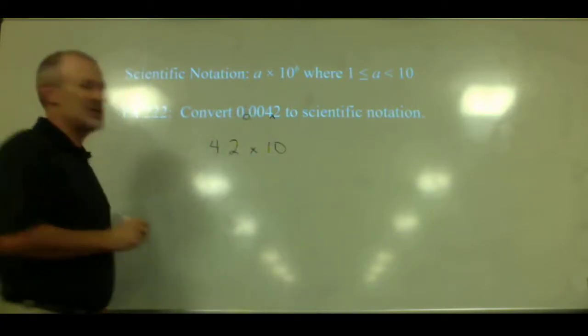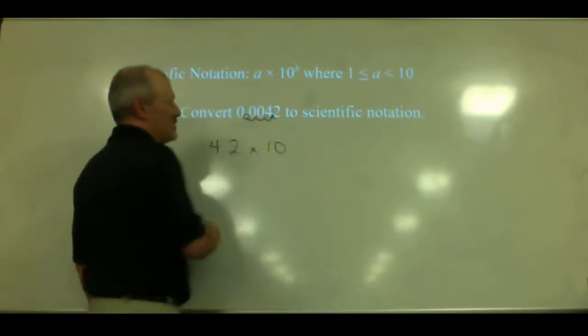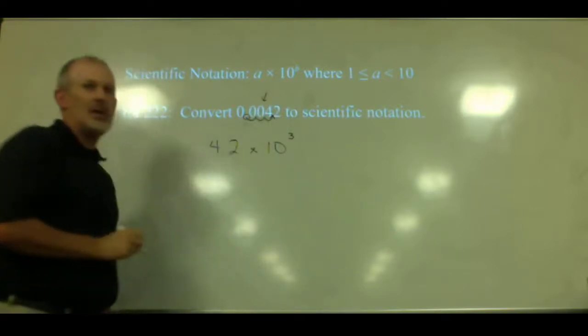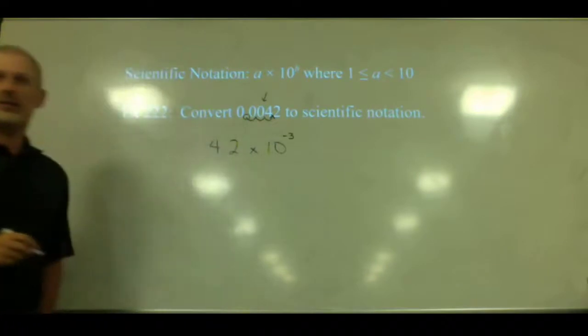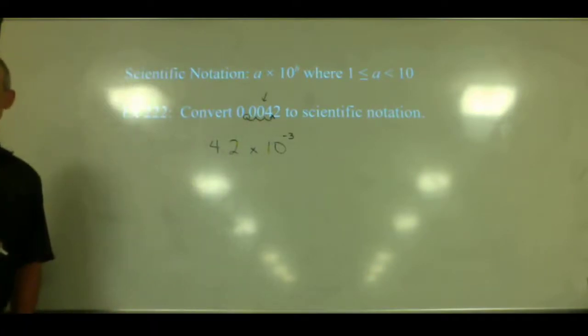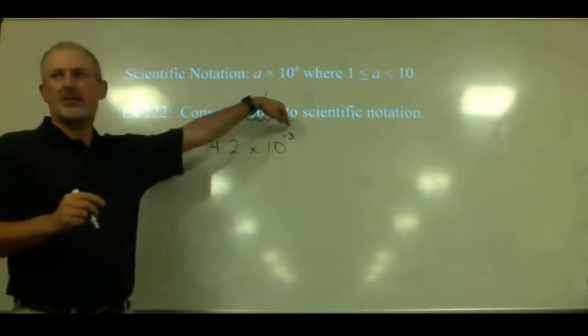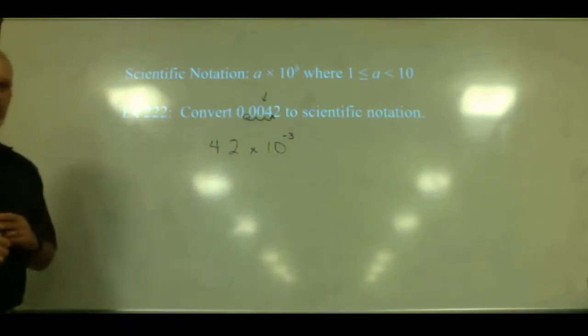And the question is, how far do we move it? Well, we move it 1, 2, 3 spaces. But what can you tell me about this number? Is it negative? It's a small number, so that means it's going to be a -3. So the two things you have to think about are, where does the decimal point go for your A, and then count, and should this be a positive or a negative exponent? Those are the two things you're looking for.